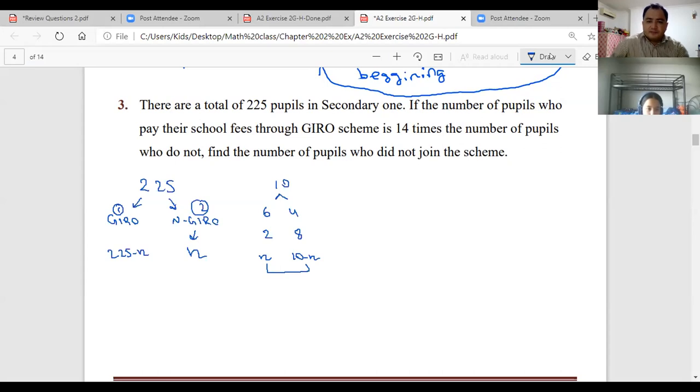What else is given here? It says that the number of pupils who pay their school fees through Jiro scheme is 14 times the number of pupils who do not. We are just translating this. So 225 minus N is equal to 14 times the number of people who did not join the scheme. That is 14N. Then we just solve this question and we get the answer. That's it. Is it clear? A little. Okay, let me just redo this.